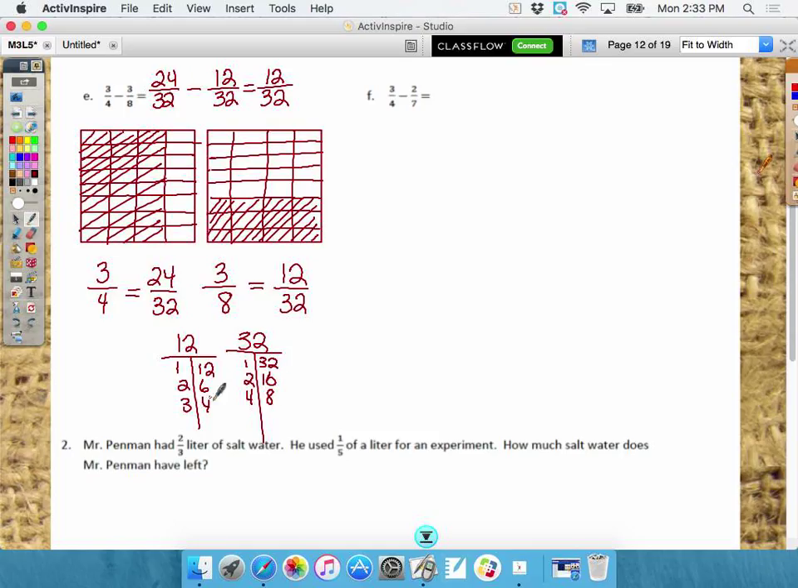Okay, so what's the largest factor that these two share? 4. So let's divide by 4. Then we'll only have to simplify once instead of 3 times. 12 divided by 4 is 3. 32 divided by 4 is 8, and that's simplified.